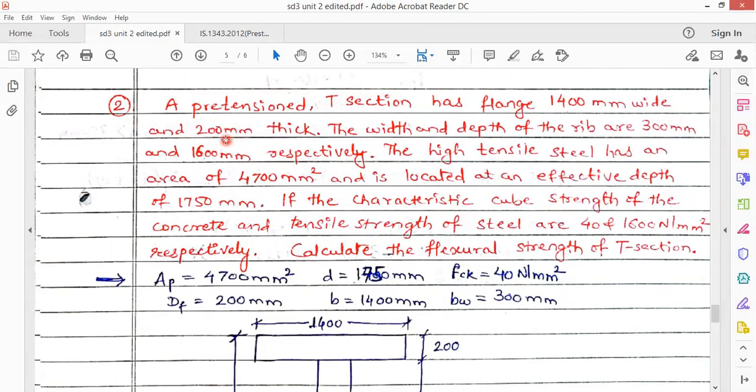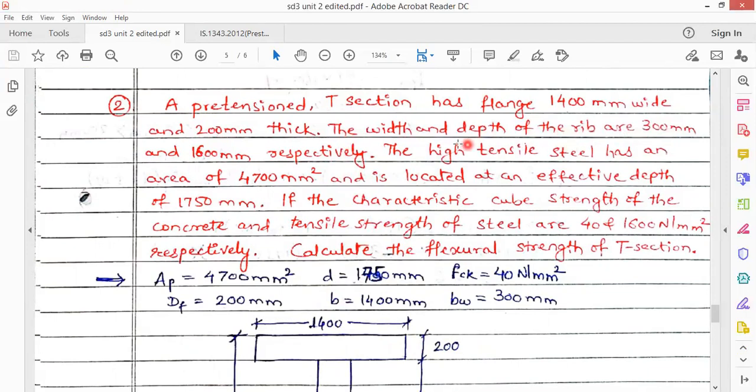If I assume that the neutral axis lies within the flange, I will calculate the XU by D. Let's say XU value I obtained as 290 mm. It means that it is more than the thickness of the flange, which means that neutral axis lies outside the flange section, right? Obviously, because the thickness of the flange is 200, but our value is 290, so neutral axis will be lying in the web section.